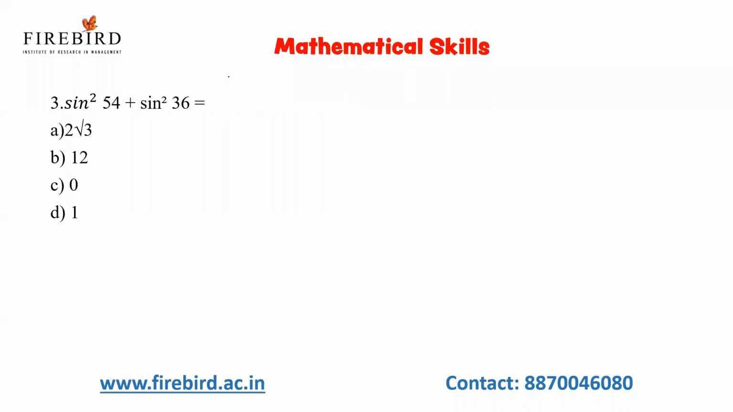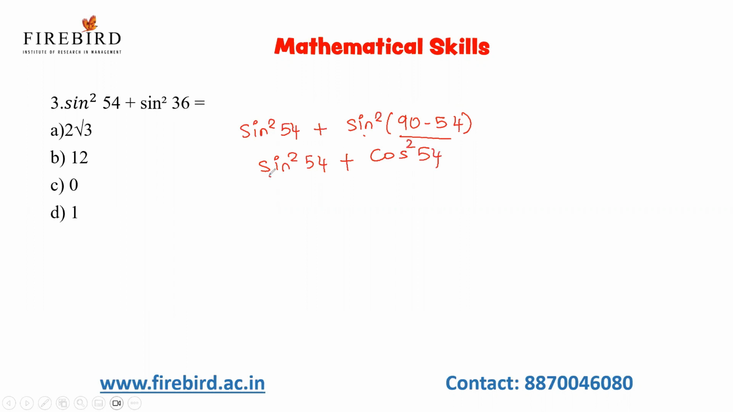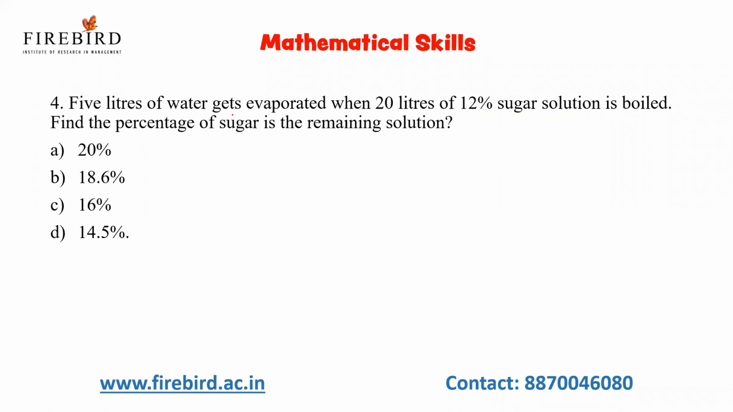Okay, now. Sine square 54 plus sine square 36. So this is a question based on trigonometry. You can write sine square 36 as sine square of 90 minus 54, because 90 minus 54, you'll get 36, right? So sine square 90 minus theta is nothing but cos square theta. So cos square 54. So sine square theta plus cos square theta will be equal to 1. So 1 is your answer. It's very simple. So you should know the basics of trigonometry also while solving the question.